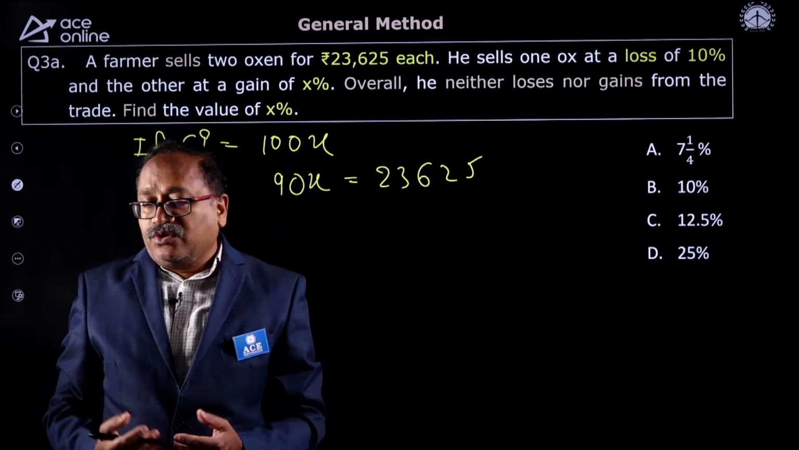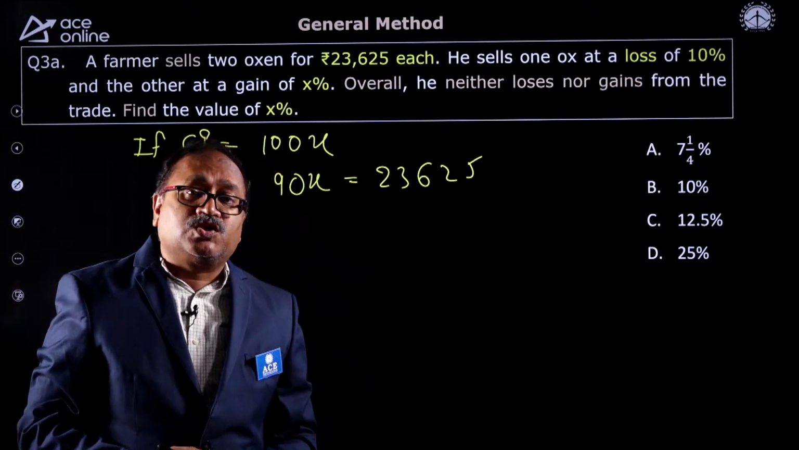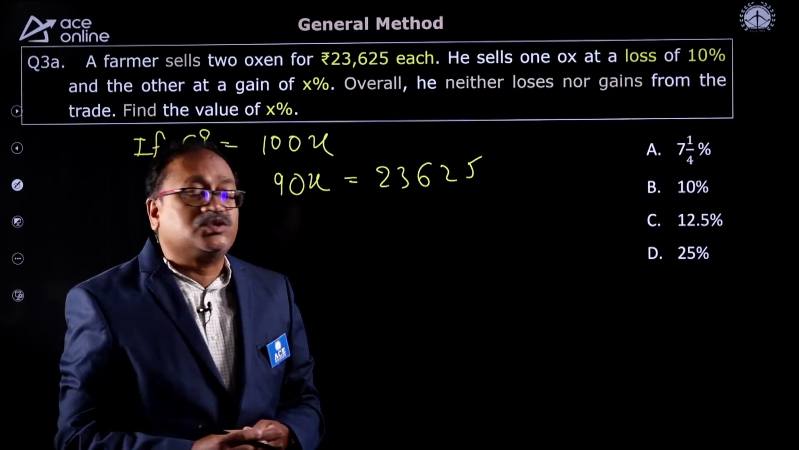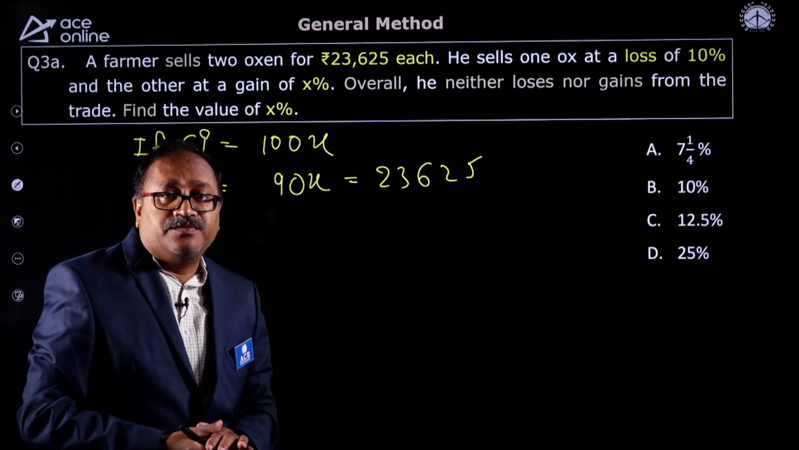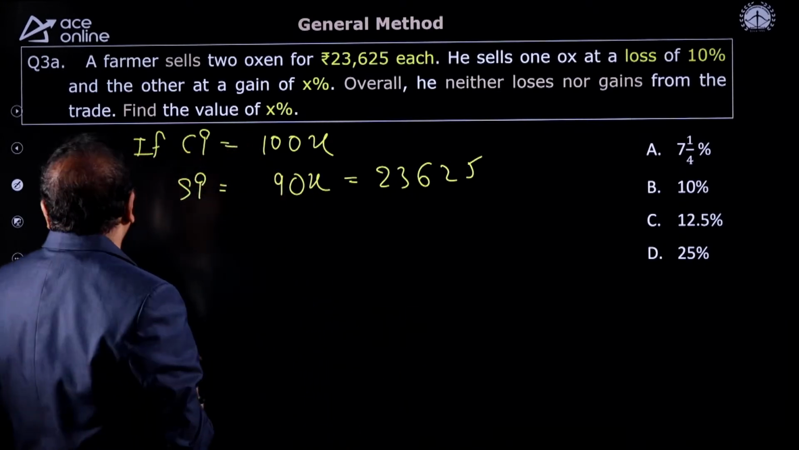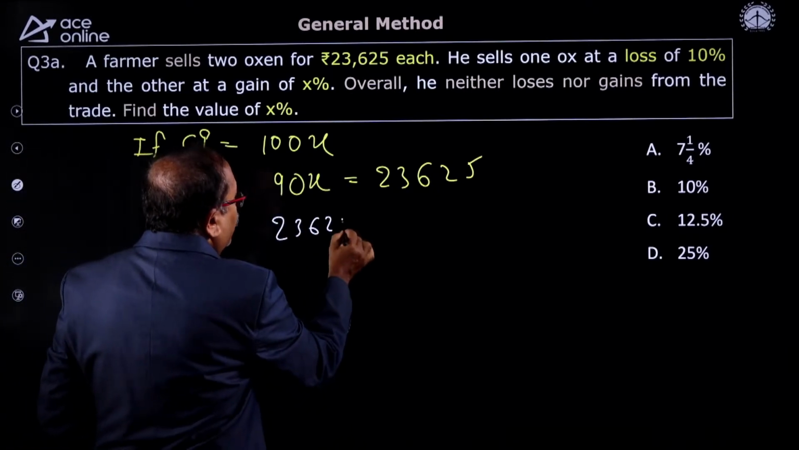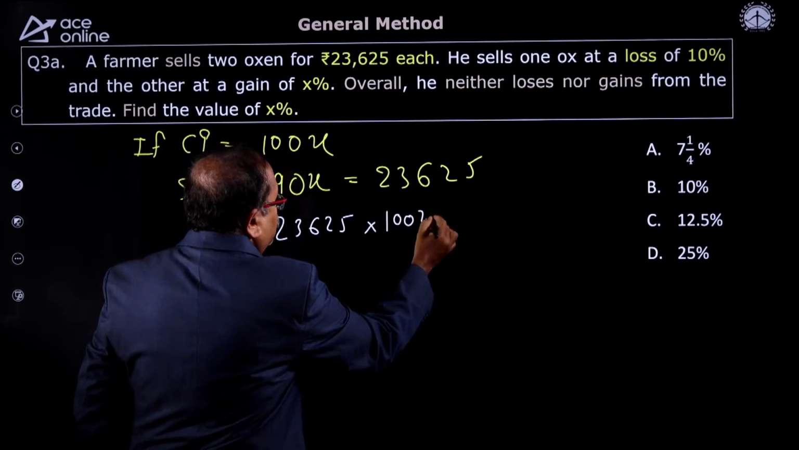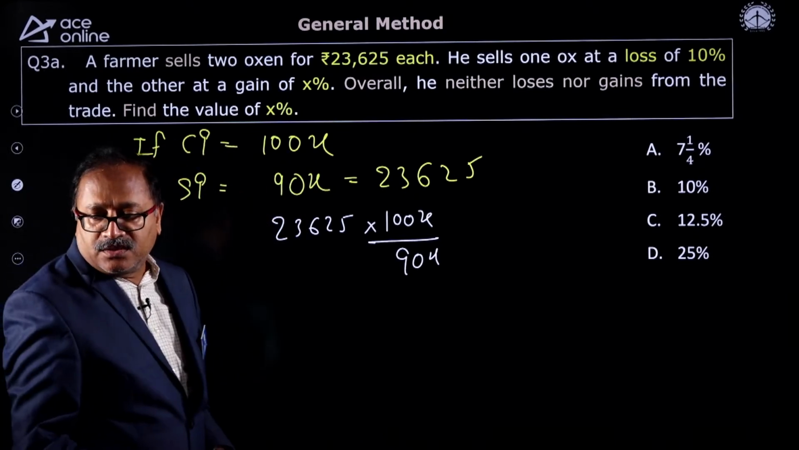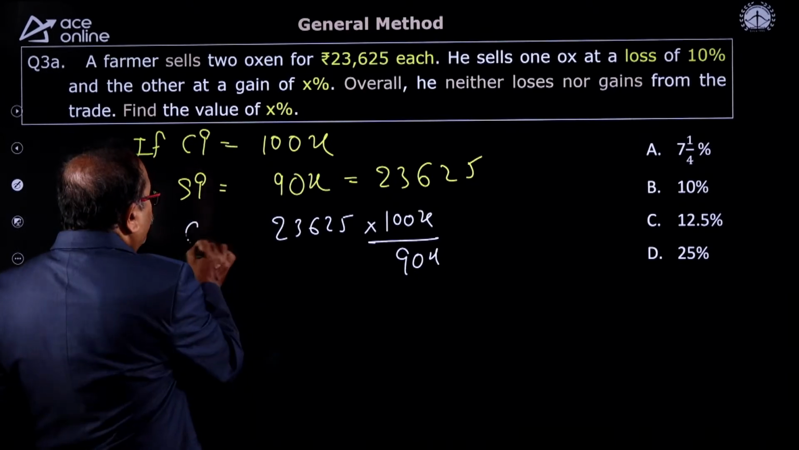But I need to find out the cost price, because the selling price is there. In order to get the cost price, I need to find out 100%. Can I directly find out 100%? Yes, we can. Let's do it. That is 23625 into 100x divided by 90x. So I get this as the CP1.